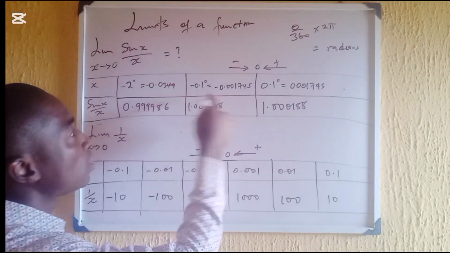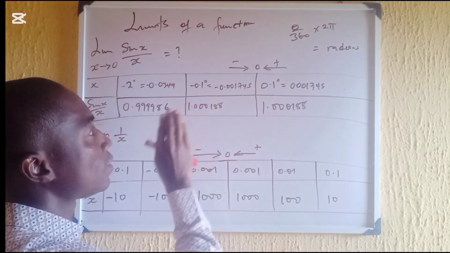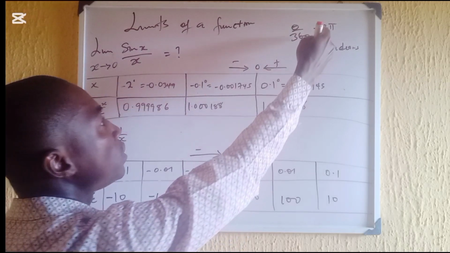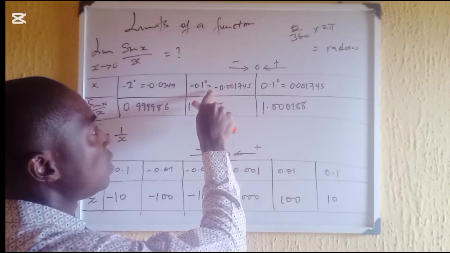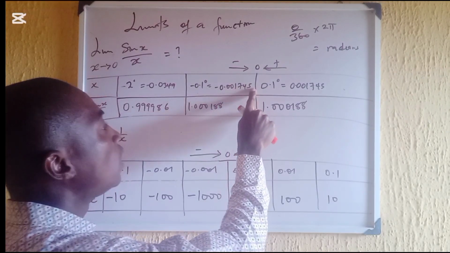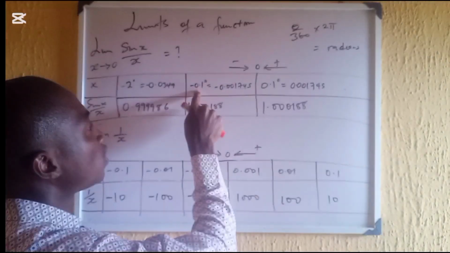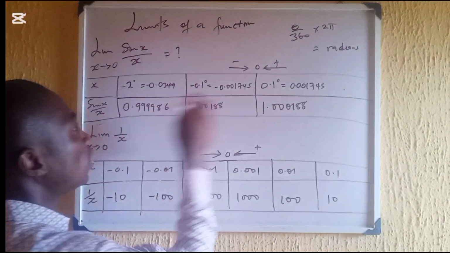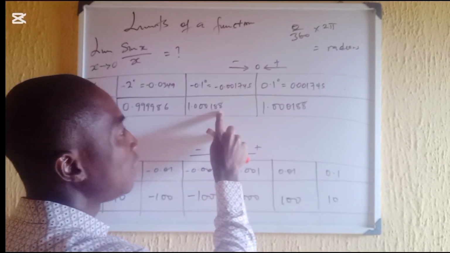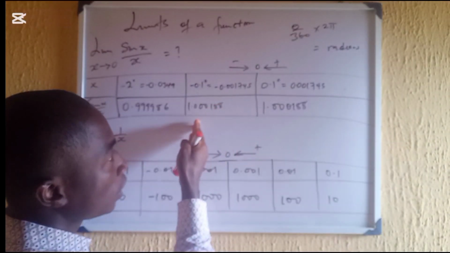Then let's take a smaller value, or let's take a value closer to 0. We're having minus 0.1 degree. Use this formula, convert to radians. It is equivalent to minus 0.001745. Then punch sin of minus 0.1 degree divided by this value. You'll be getting 1.000188. That's for the negative side.